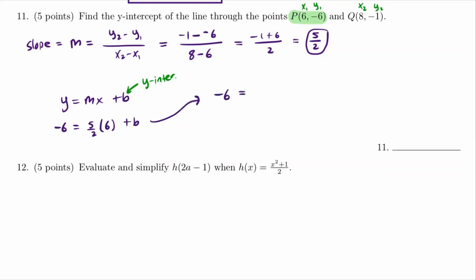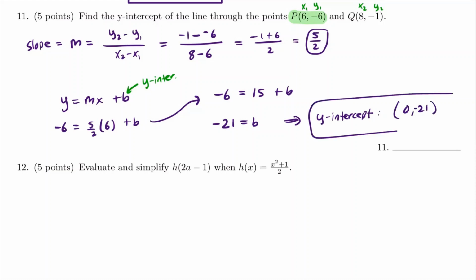So we have negative 6 is equal to 5 divided by 2 times 6. So that can be reduced to 5 times 3. That's 15 plus b. And I'm going to go ahead and add negative 15 on both sides. So you'll have negative 21 is equal to b. So our y-intercept is going to be 0, comma, negative 21. That will be the y-intercept of this line.